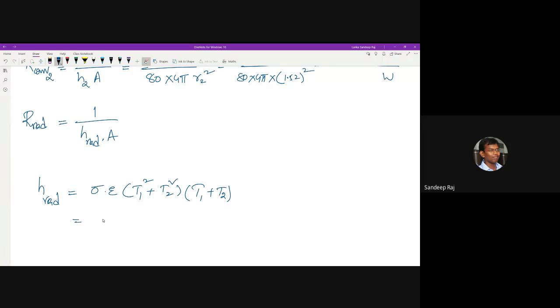So what is sigma value? Somebody tell me what is sigma value. It is a Stefan Boltzmann constant. Somebody respond, please.